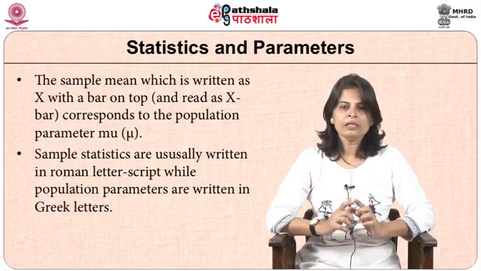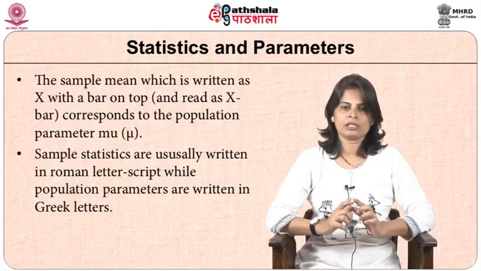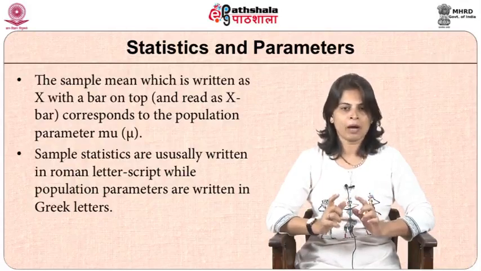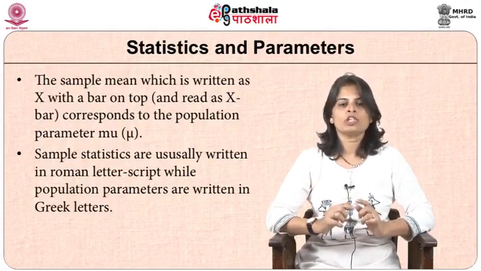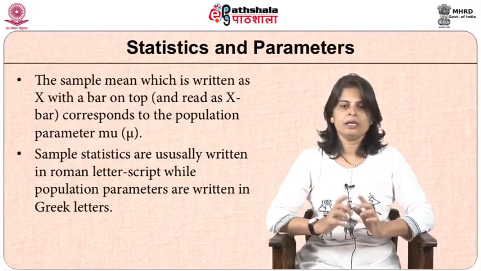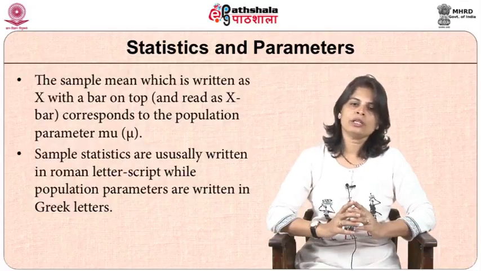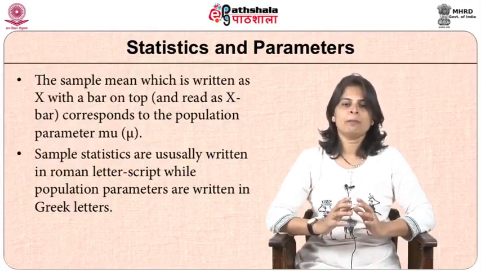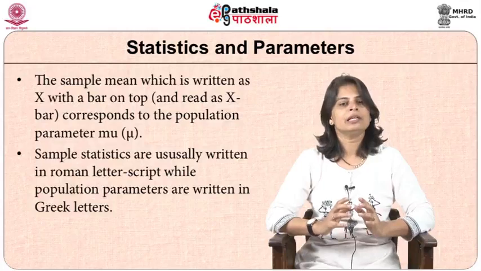A sample mean, usually written as x with a bar on top of it and read as x bar, corresponds to the population parameter mu, as in the Greek letter. Sample statistics are usually written in Roman scripts, while population parameters are written in Greek letters.